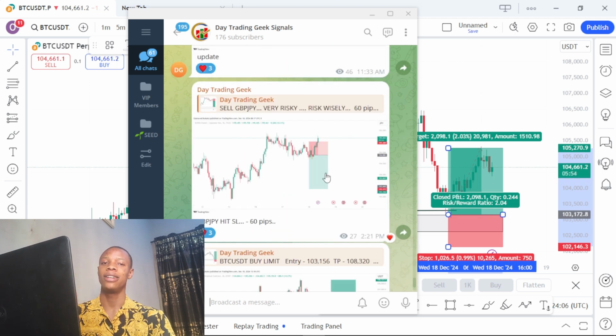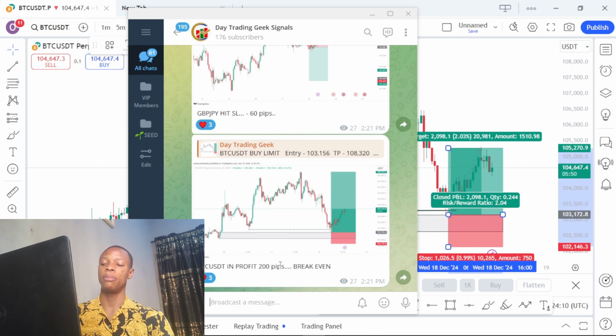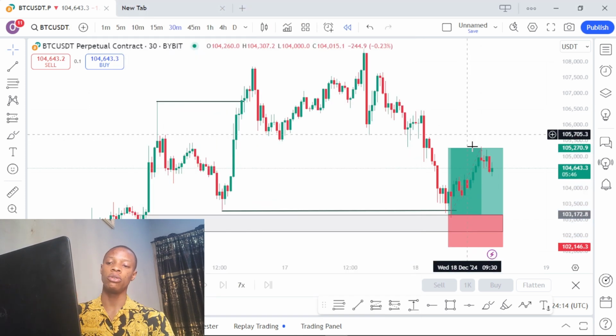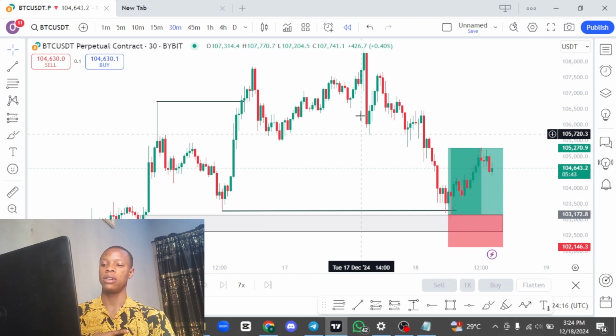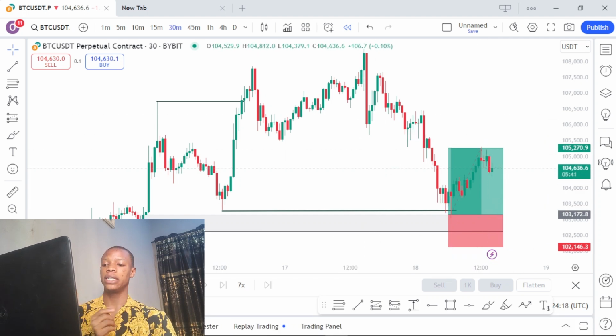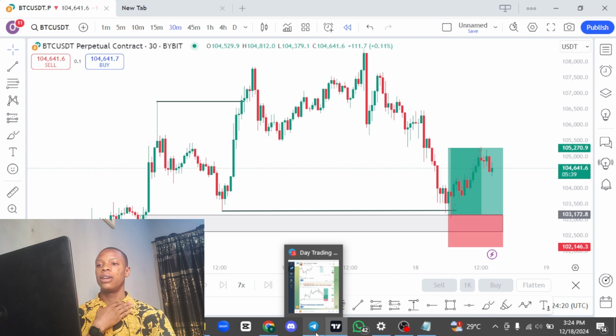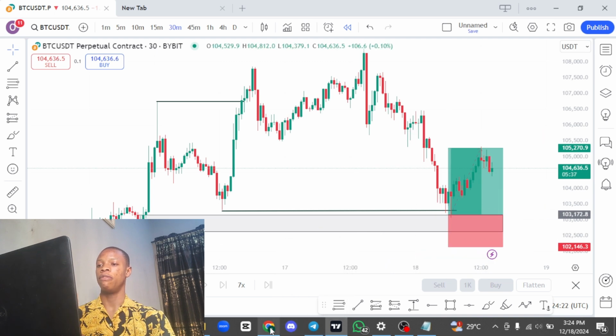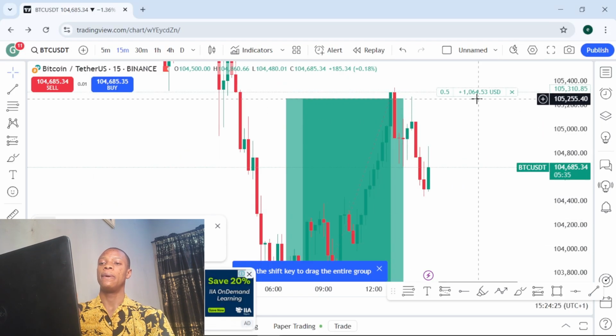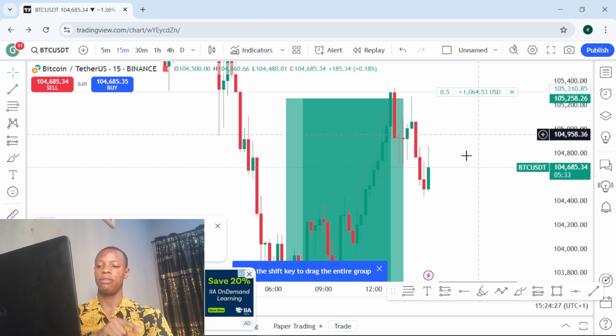So see, everything, I said it straight up. SL hits minus 60 pips, BTC in about 200 pips profit. I said break even because it was time. 1:2 risk to reward ratio, we break even right there. So simple and easy. That was why I took this very trade, and currently I showed you the amount I made before. So I made roughly about $1,067 from this, right?